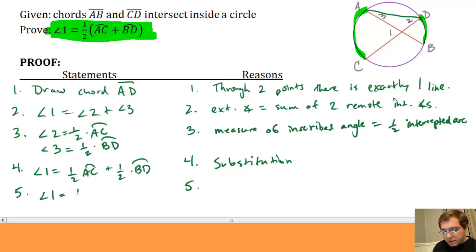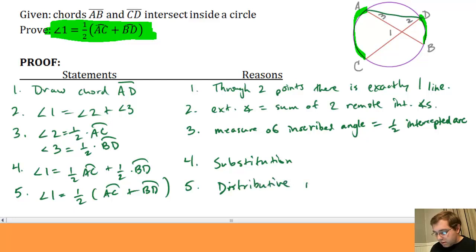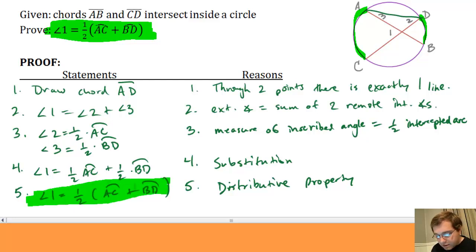That means angle 1 is half of, in parentheses, arc AC plus arc BD, which is simply the distributive property. In reverse, really, but the distributive property. So I've proven what I want to prove. Angle 1 is half of arc AC plus arc BD. So we don't just come up with that formula out of nowhere. It follows from what we know about inscribed angles and what we know about exterior angles of triangles.